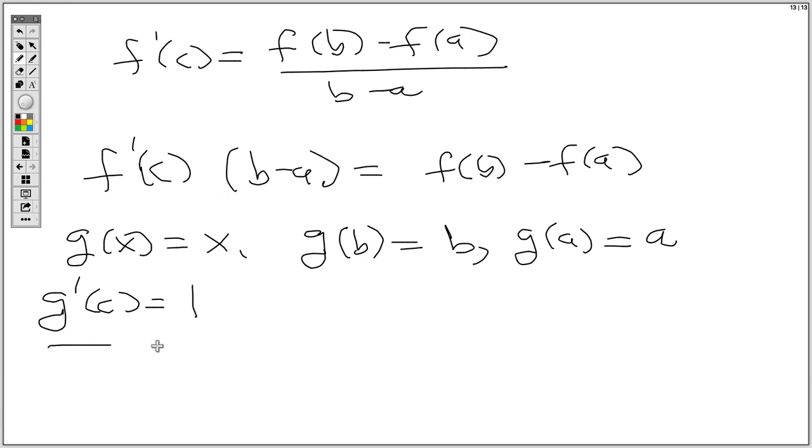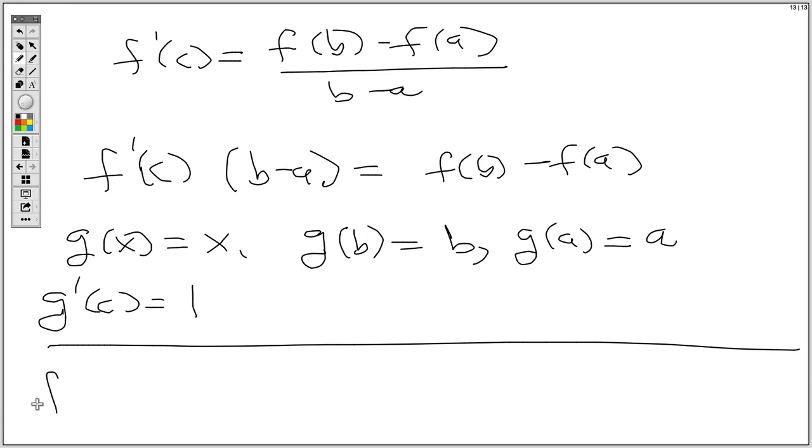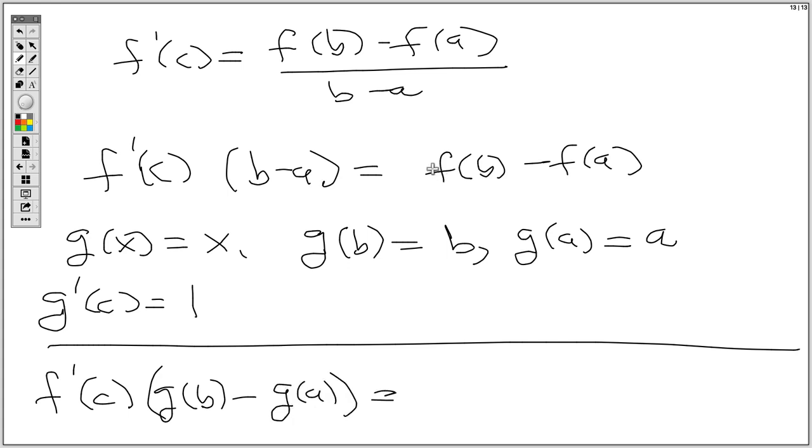So I can look at this equation, and what I'm going to do is write this as f prime of c. And instead of b, I'm going to write that as g of b. A, I'm going to write that as g of a, equals, and this I technically could write as a 1.